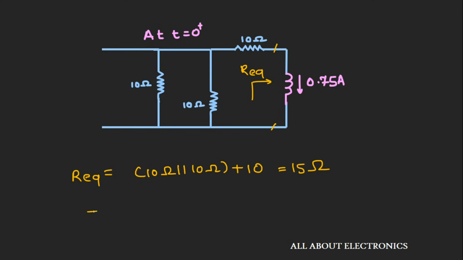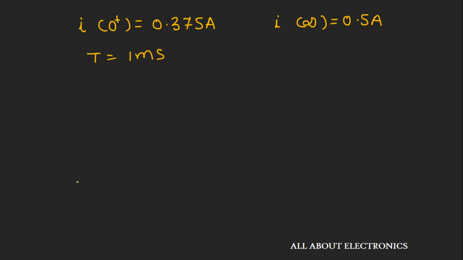So our time constant T can be given as L divided by R equivalent, that is nothing but 15 millihenry divided by 15 ohm, which will come out as 1 millisecond. So in this way we found the value of current at time t equal to 0 plus and at time t equal to infinity, and also we found the time constant for the given circuit.